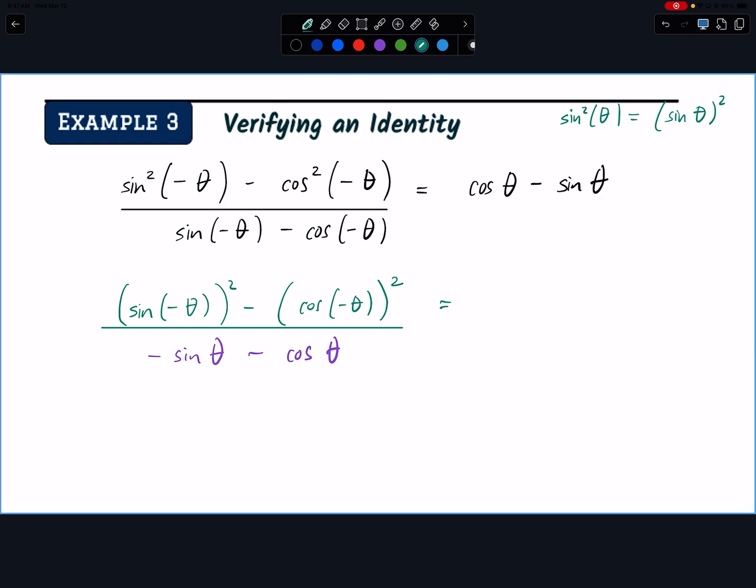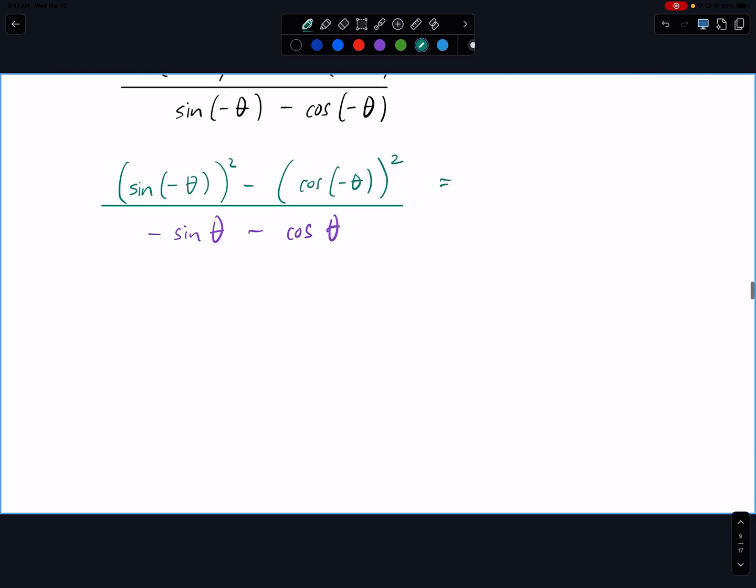All right, so this part's nice. If I take a negative and square it, do you agree this is the same thing as negative sine of theta? If I square it, what's going to happen to the negative? This cancels, right? It becomes positive. So this is going to become sine squared theta minus, cosine's even, but it doesn't matter because if I square it, it becomes positive, so minus cosine squared theta, all over negative sine of theta minus cosine theta.